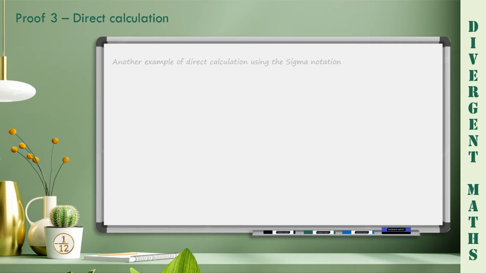Direct calculation. Another example of direct calculation using the sigma notation, we can write it like that. Sum from n equal 1 to infinity of the triangular numbers n plus 1 over 2 can be written as the half difference, so 1/2 of the sum from n equal 2 to infinity of the squares, minus the sum from n equal 2 to infinity of the natural numbers. So the sum of the squares minus the sum of the natural numbers, but not starting from 1, starting from 2. I'll let you verify that for yourself.